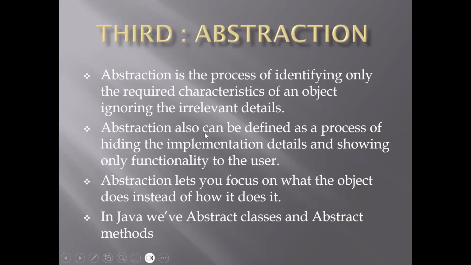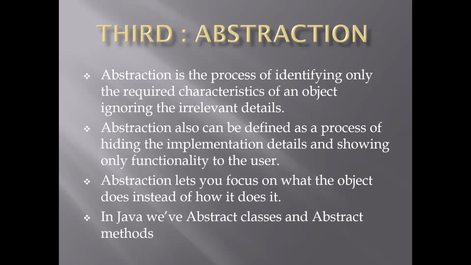Abstraction is a process of identifying only the required characteristics of an object, but ignoring the details. Not fully ignoring details, but ignoring them only for a while, for later, to declare them in a different place. We'll see all this in code examples. I'm just telling you the theory of abstraction now.